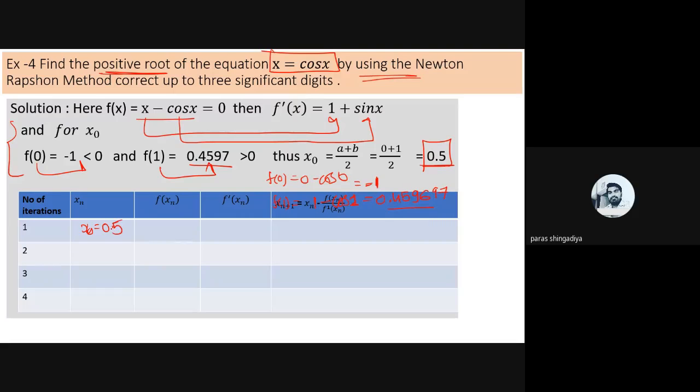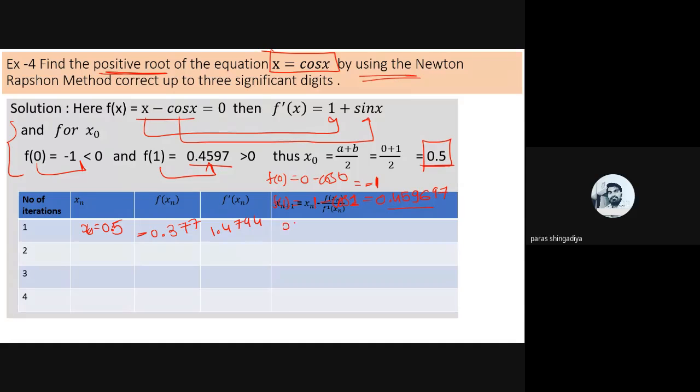Okay, and now check the f of x0 value. I just write it down directly. You just verify this value with your calculator, and for any query, any doubt, you can ask me. f of x0 is 0.5 minus cos 0.5, and that will be minus 0.3775, otherwise 0.377 only. And then the derivative value, that is 1 plus sine 0.5, and that will be 1.4794. Okay, this is the derivative value.